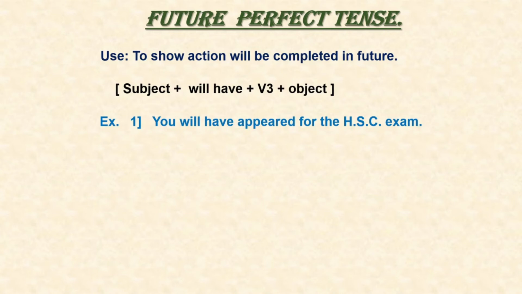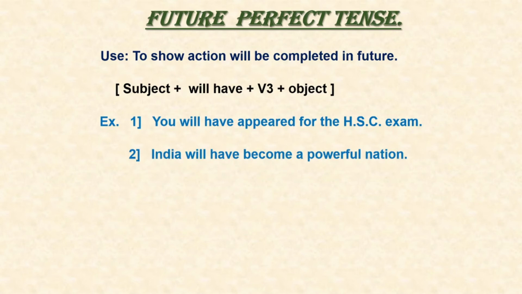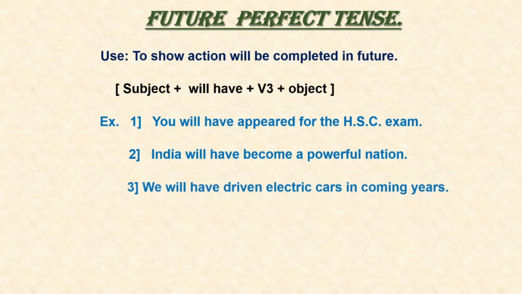If I write here after the exam in March, so of course the appearing for the exam, the action will be completed in March. Second one, India will have become a powerful nation. Becoming a powerful nation, this action will have been completed in future. Third one, we will have driven electric cars in coming years. Fourth, we will have spoken English fluently.